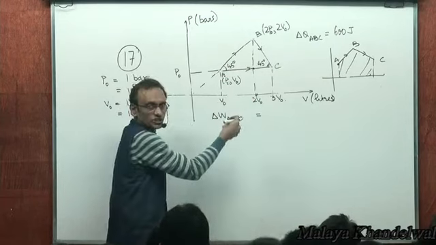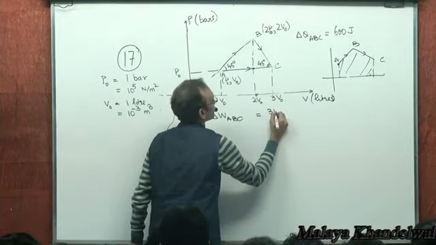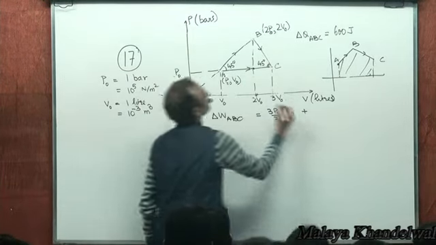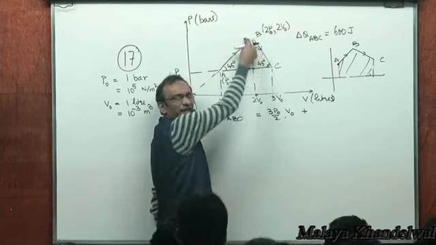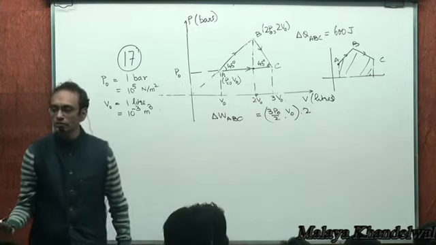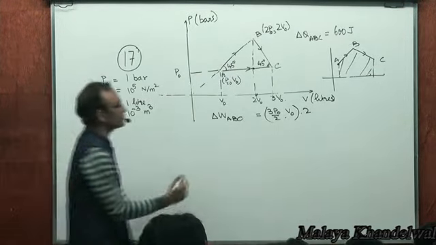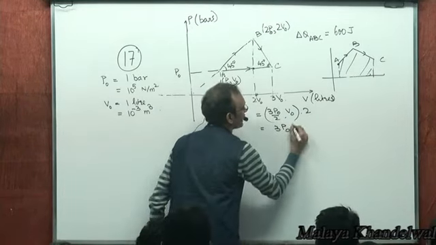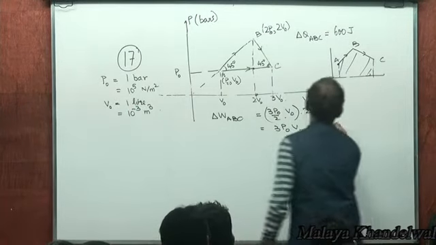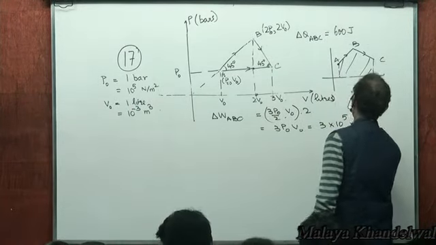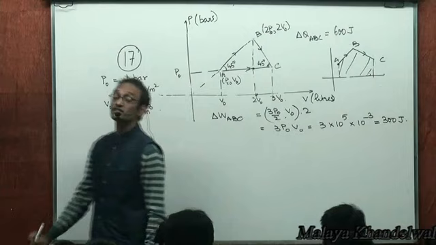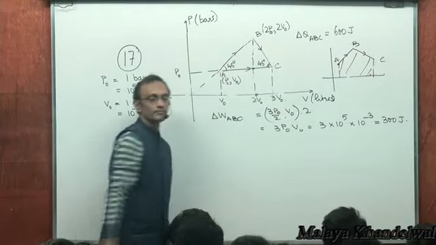Average of parallel sides into distance between them. So 3P0 by 2 into distance between them, which is V0, plus an identical area here from symmetry, so into 2. So 3P0 V0. For the sake of calculations, I'll have to convert into all SI units. So 3P0 V0 means 3 into 10 to the power 5 into 10 to the power minus 3. That means 300 joules is the work done from A to B and then to C.